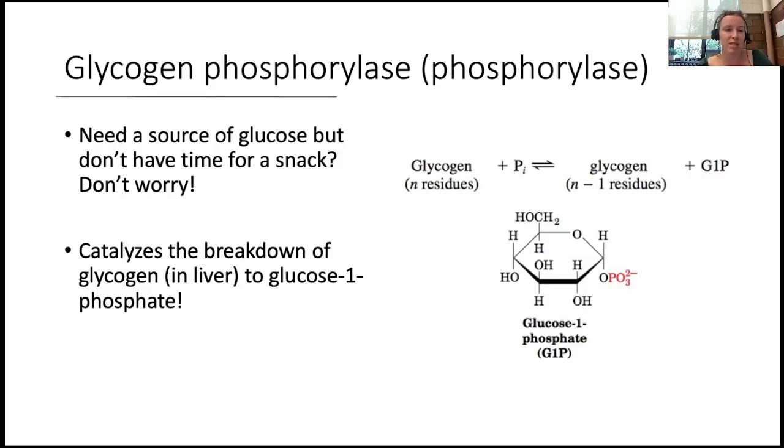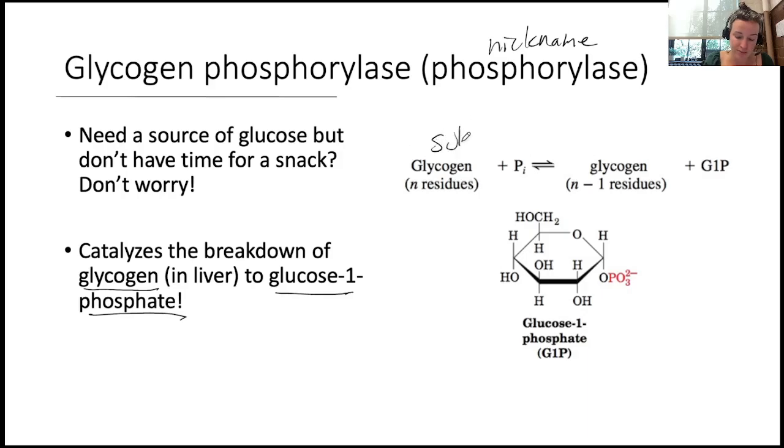So let's jump into the details here, folks. The enzyme we're discussing now is called glycogen phosphorylase. Its nickname is phosphorylase, so just phosphorylase. This enzyme is important for all of us during times we are not actively eating. It catalyzes the breakdown of sugar storage in our body, so glycogen, to glucose 1-phosphate.